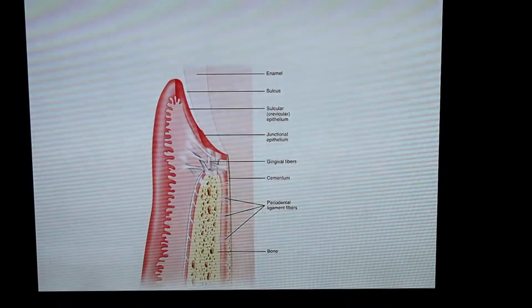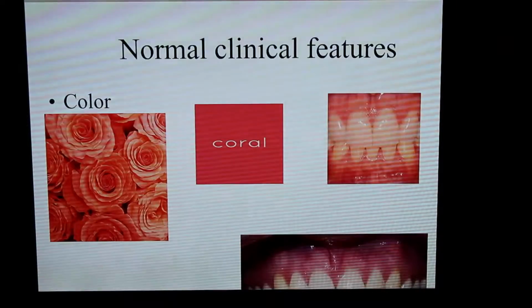We come to the next part. What are the normal clinical features of gingiva? Now, as written in your book, Carranza, they write that it is coral pink. But coral pink is not seen in the Asian population. It is seen mainly in Caucasians.